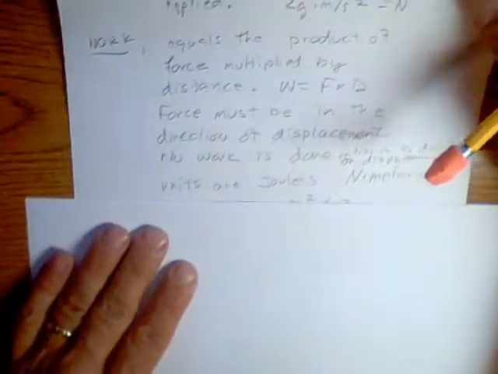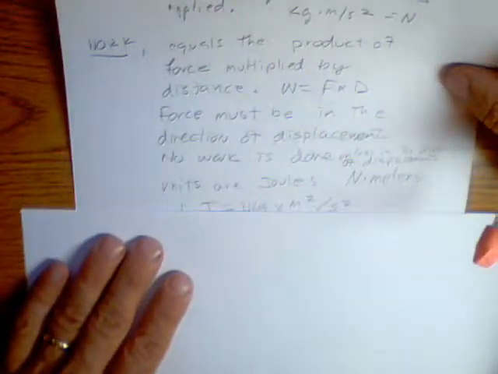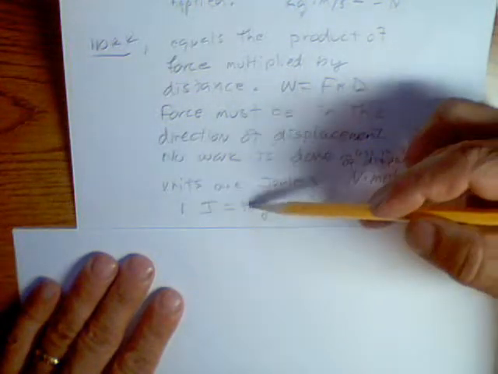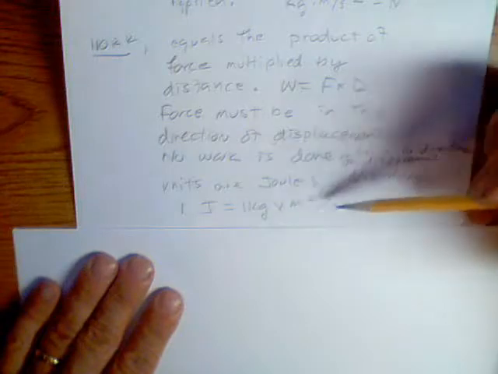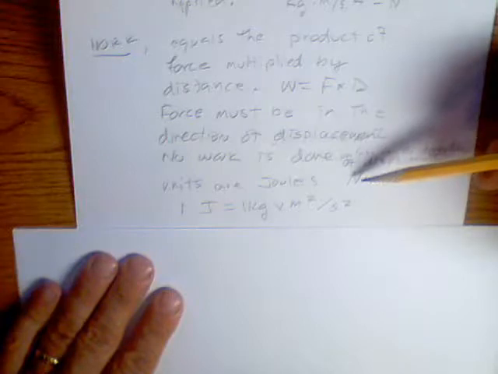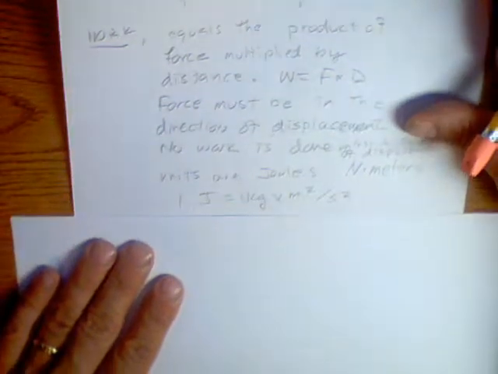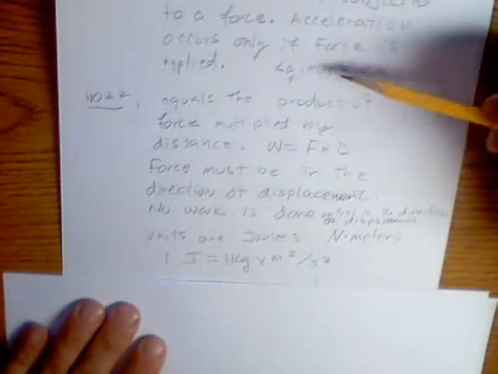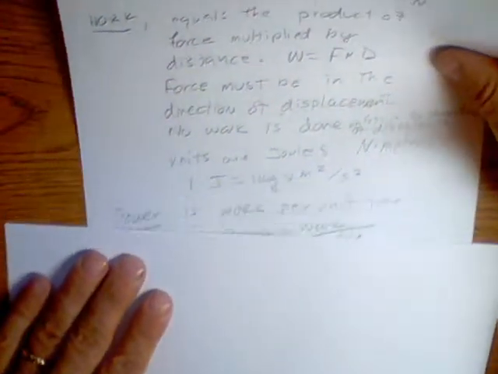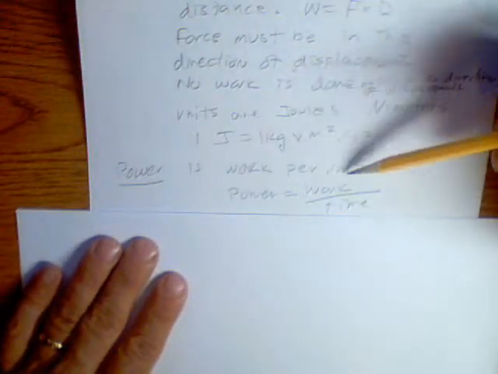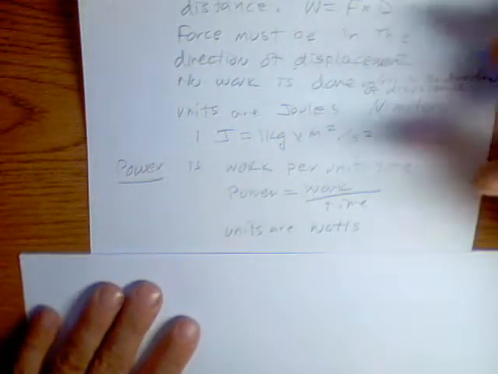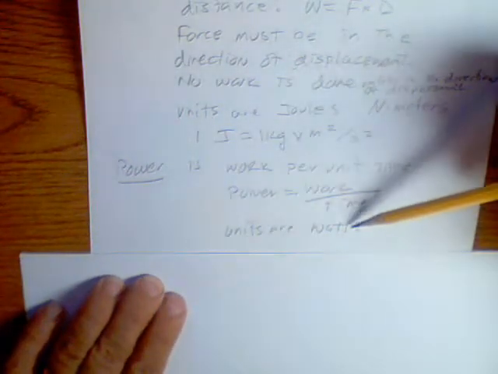But units for work are joules, and joules are just newton meters. So 1 joule is 1 kilogram times meters squared over second squared. Now, the reason why it's squared is because we're adding another meters unit to a unit that already had meters in it. And you could see that it already has meters in it because this is a newton here. Power is work per unit time. Power equals work over time. So the units for power are watts.